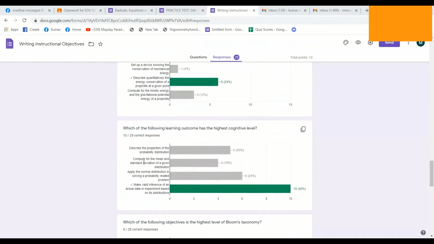Okay, which of the following learning outcomes has the highest cognitive level? So first, we have to look. The highest cognitive level is creating. So we have to find out which one of these is creating. Describe the properties of the probability distribution. So that is understanding, no? When you describe, it's more of translating or interpreting. So that is understanding level.